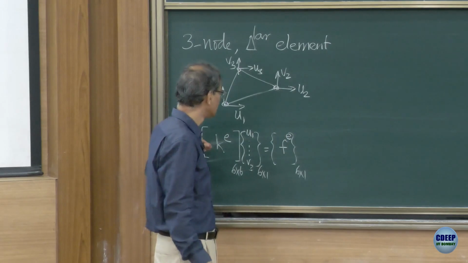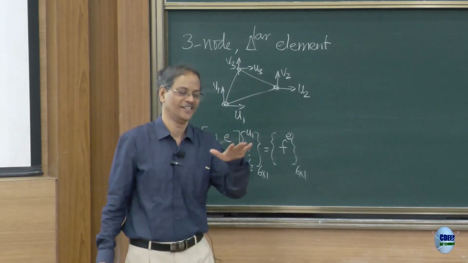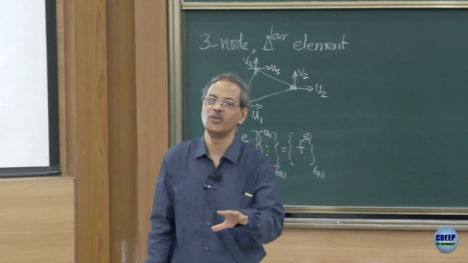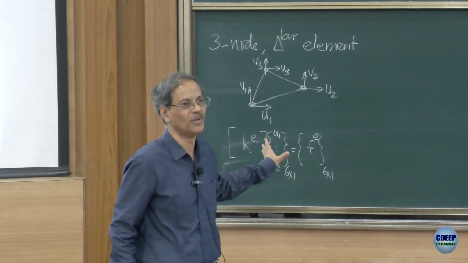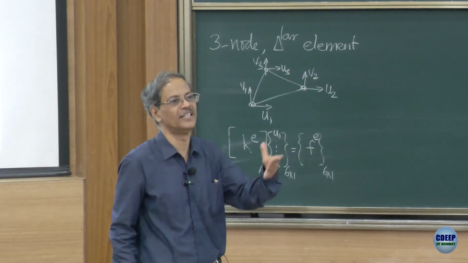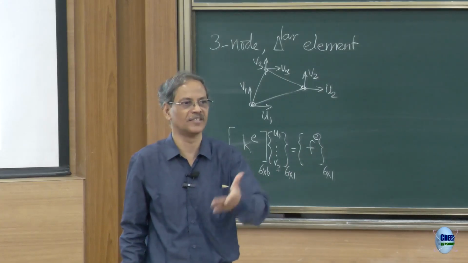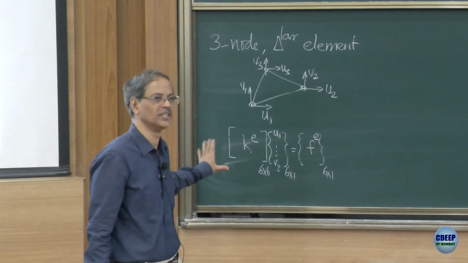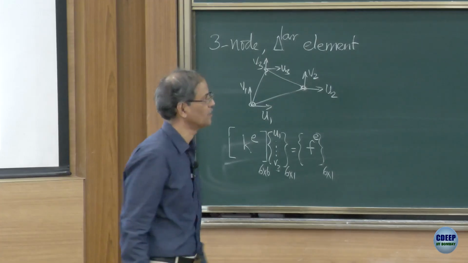But I won't really do it only for this element. I will also introduce some notation, some method which will be useful for other elements also, because this is a very simple equivalent of our linear rod element. So, we have seen what are the advantages and disadvantages of the rod element. This will be equivalent of that in 2D. Okay. So, let us understand what we are trying to do here.